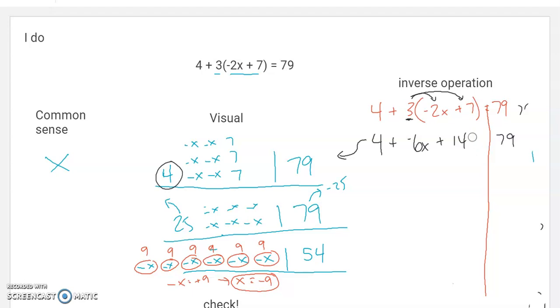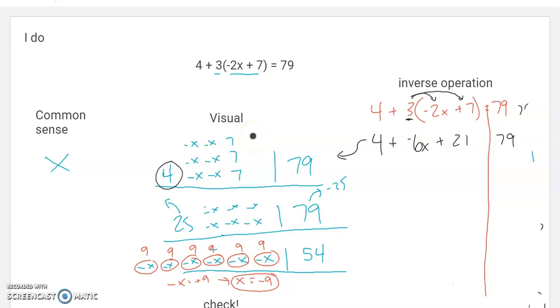21, not 14. 3 times 7 is 21. You guys knew that. There's my 21. There's my negative 6x. So the steps are the same. Drawing strategy or the inverse operation strategy, you'll end up in the same spot, which is how it should be.